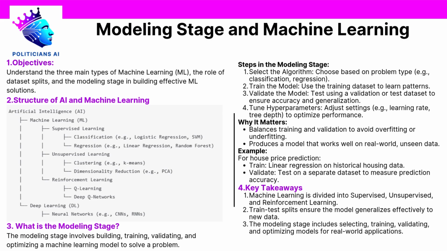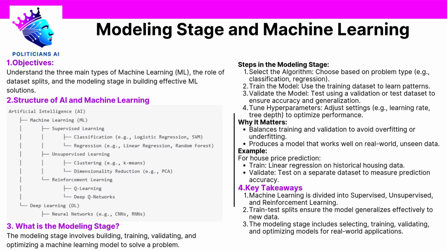Finally, we tune hyperparameters, which are settings like learning rate or tree depth. Adjusting these parameters helps optimize the model's performance, ensuring it balances accuracy and efficiency. For example, if the learning rate is too high, the model might overshoot optimal solutions. If it's too low, the training process could take too long. The modeling stage is critical because it balances training and validation, avoiding overfitting or underfitting, and produces a model that works well in real-world applications.